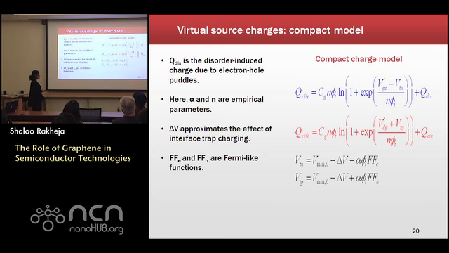The first fitting parameter that goes in these expressions is N, which is related to the subthreshold slope of these devices. And then we have a fitting parameter alpha, which basically governs the shift in the threshold voltage from subthreshold to strong inversion operation regimes. And we also have delta V over here, this one. That basically approximates the effect of trap charging, interface trap charging. And we have FFE and FFH, which are Fermi-like functions.